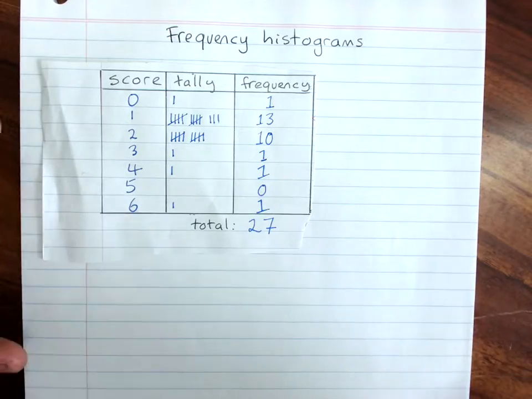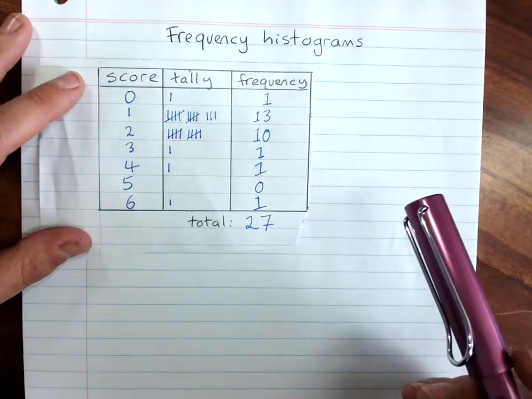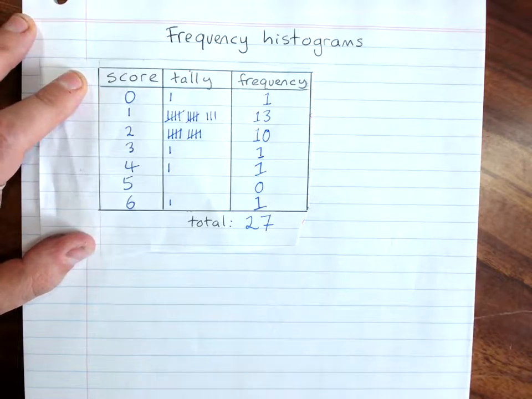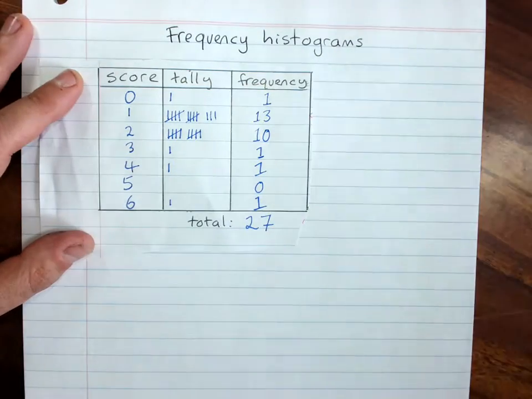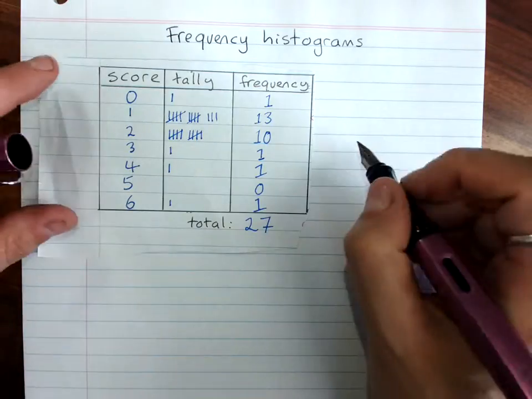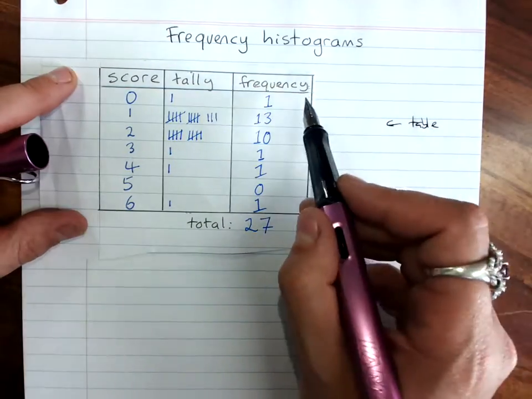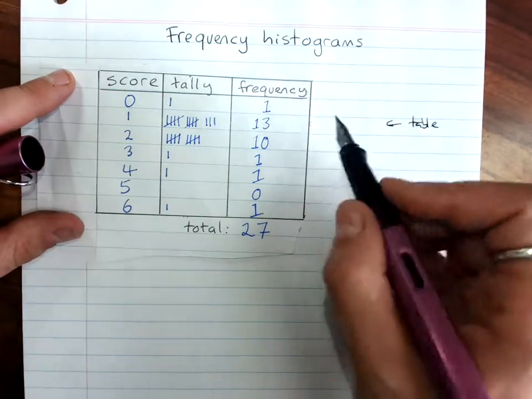We're looking at frequency histograms. Now, a frequency histogram comes from a set of data that we've already put into a frequency table. We learned about frequency tables previously. They can have other columns as well.